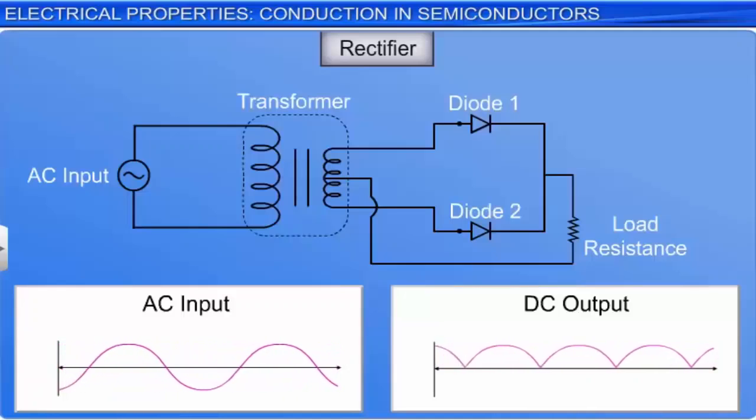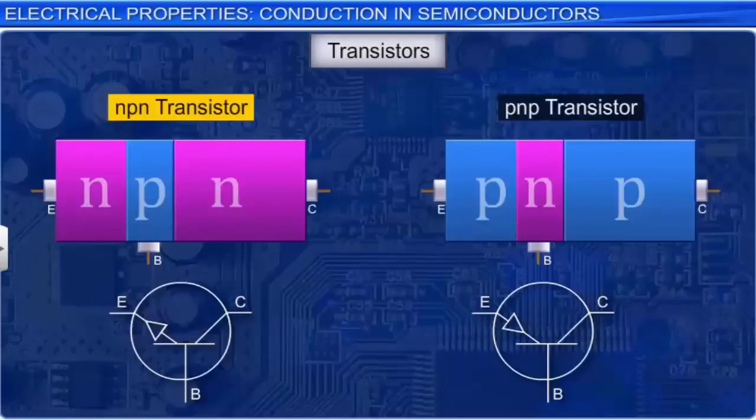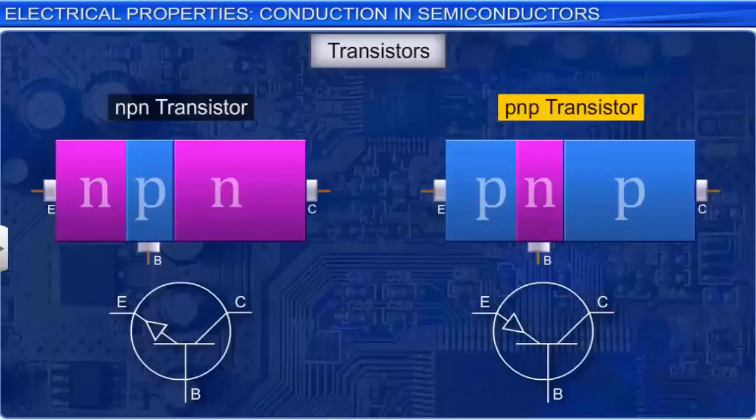Another application of N and P semiconductors is in the transistor. It is a semiconductor device used to amplify current. There are 2 types of standard transistors, NPN and PNP. The letters refer to the layers of semiconductor material used to make the transistor.